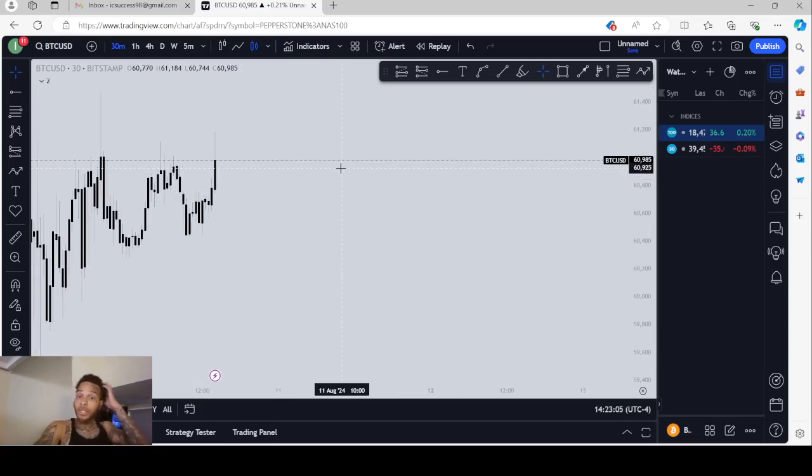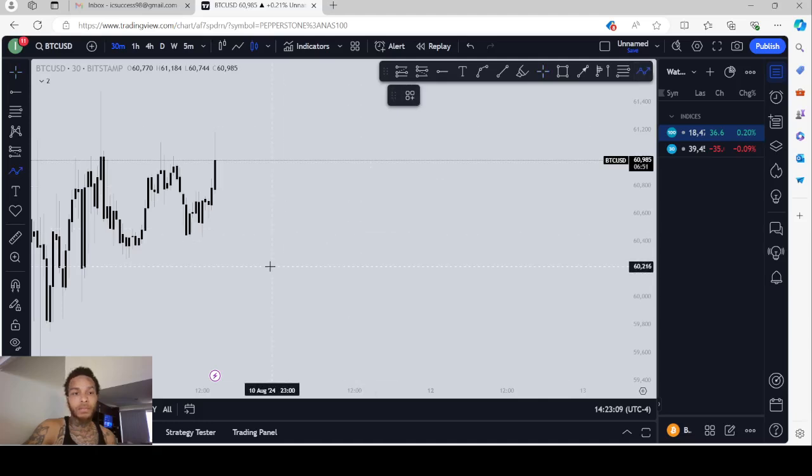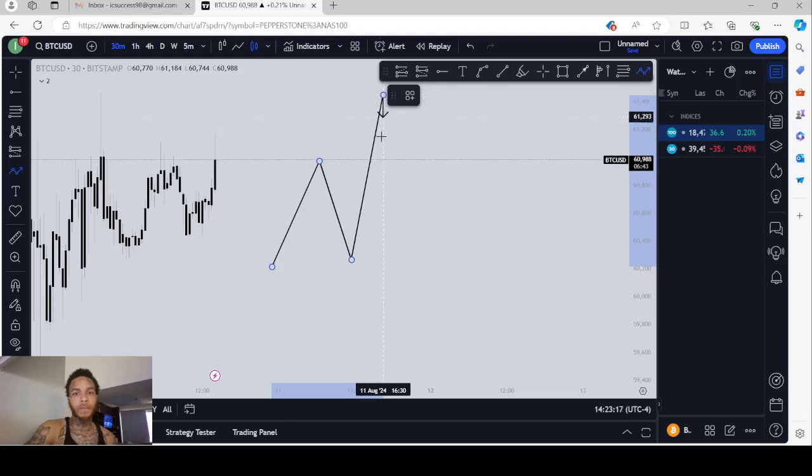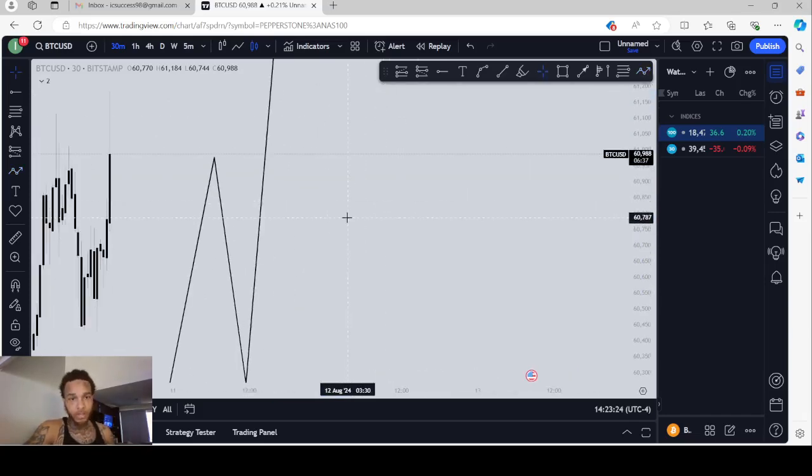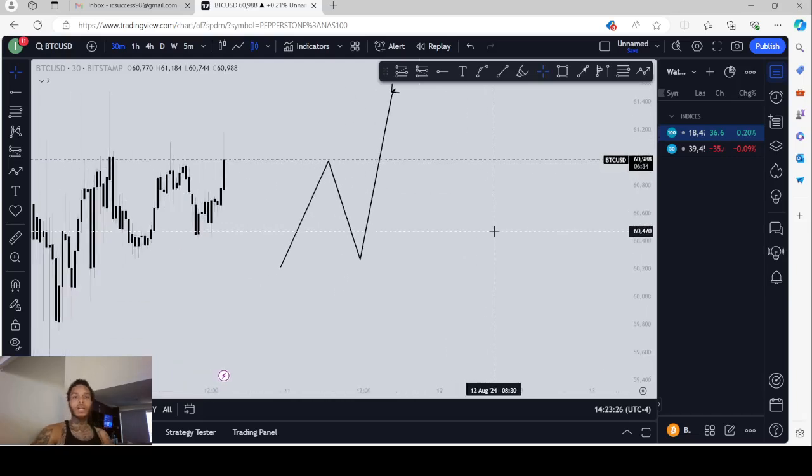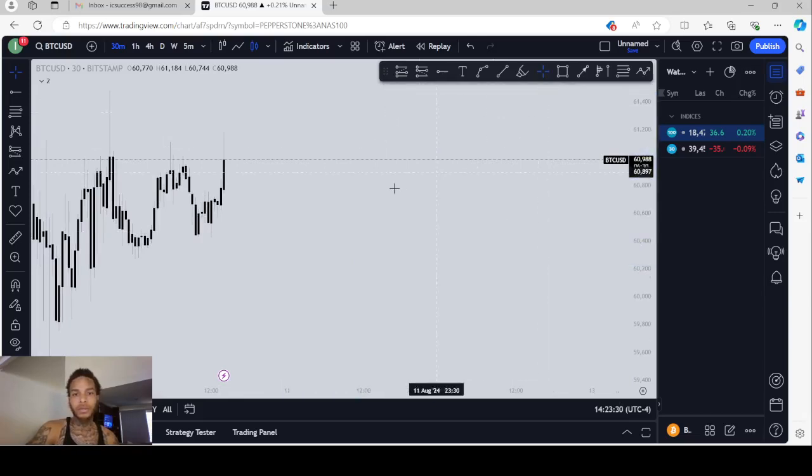Okay, so for the ones that's not familiar with price action at all, or just market structure at all, I'm gonna show you now. Okay, so right here, this is what you call a higher high, and then let me redo this.